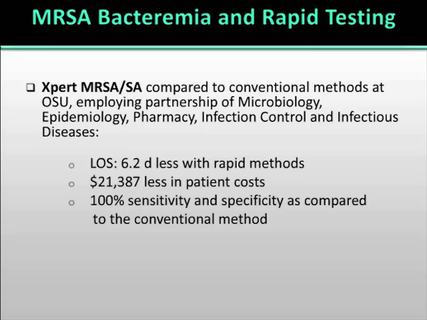The length of stay of the patient was over 6 days less with rapid methods, it cost the patient $22,000 less, and the results were 100% sensitive and specific as compared to the conventional methods. So they got good results, they got accurate results. When they employed a partnership of all of these individuals, they were able to extract a very good patient outcome just with one organism testing.